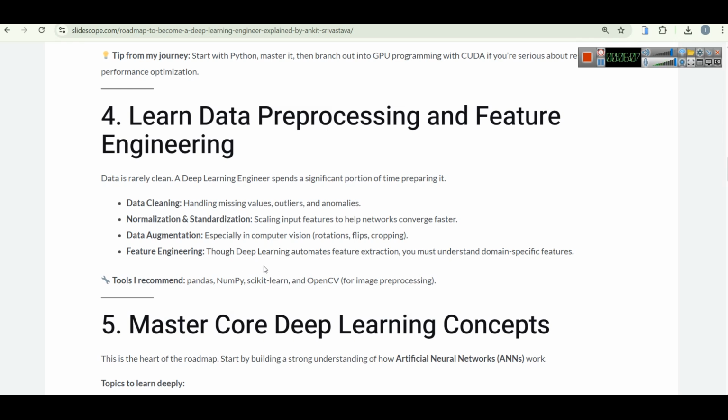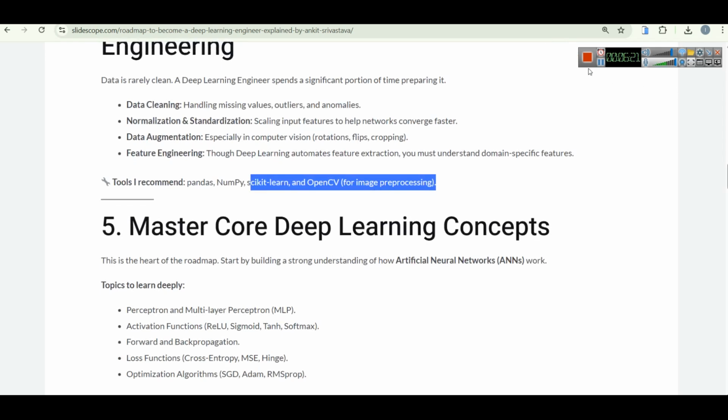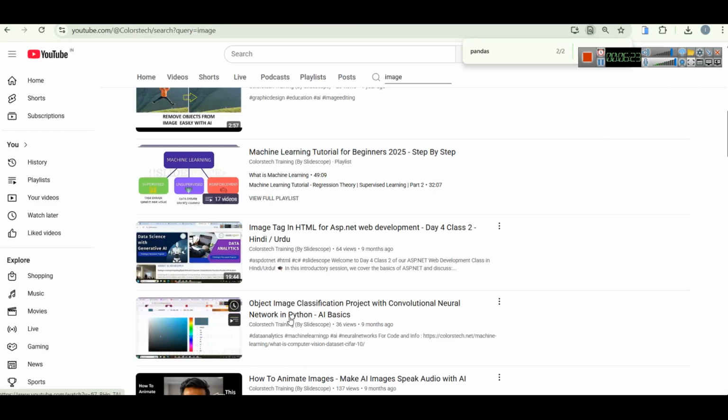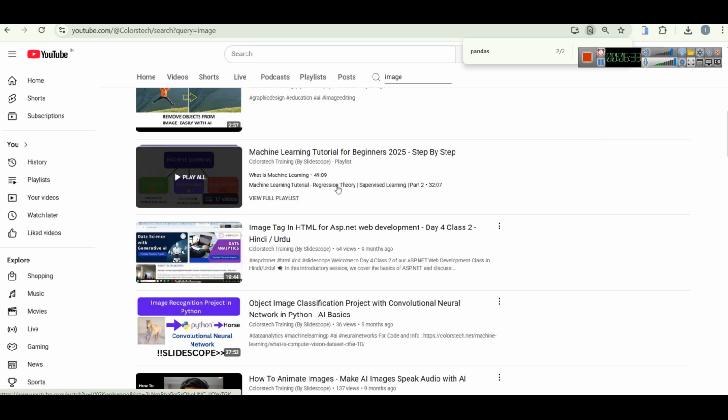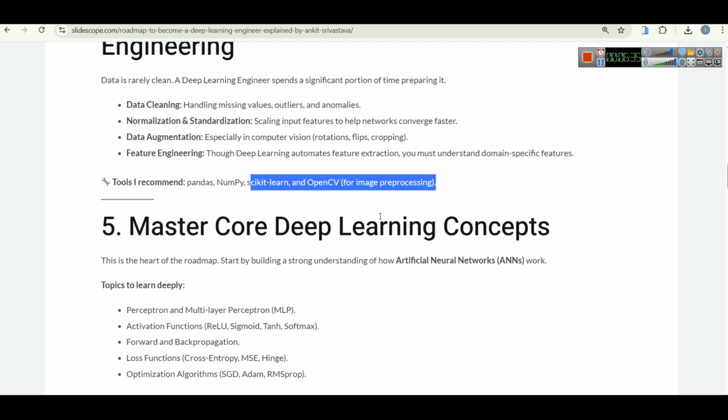Then feature engineering. Though deep learning automates feature extraction, you must understand domain specific features. Tools: pandas, numpy, scikit-learn and opencv if you are into image processing. We have some videos like object image classification project with CNN in Python, and we have similar projects and approximately 17 machine learning tutorials also on our channel itself, where you will find a lot of this to get started.